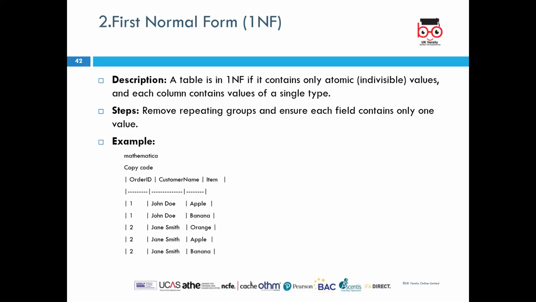First normal form. This is now going to contain only indivisible values, and each column contains a value of a single type.